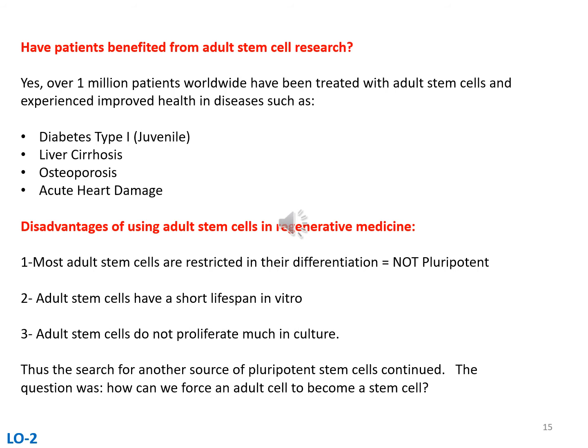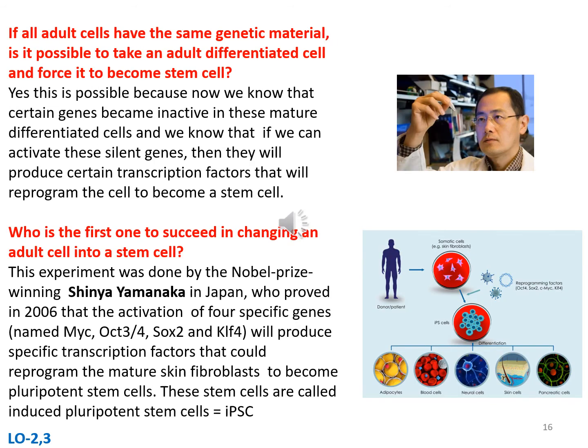That brought us to a new variety of stem cells, which is called induced pluripotent stem cells, which we'll see in the next slide. With the shortcomings that were present with the adult stem cell, now we have a new one called induced pluripotent stem cells. It is possible because we now know that certain genes become inactive in these mature differentiated cells, and if we activate these silent genes, then we will produce certain transcription factors that will reprogram the cell to become a stem cell.